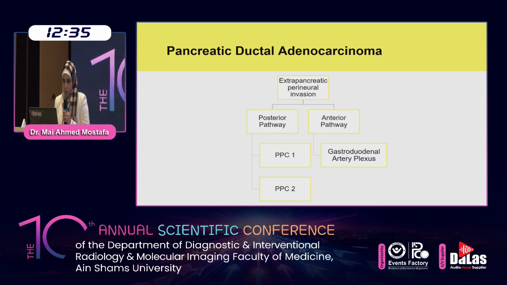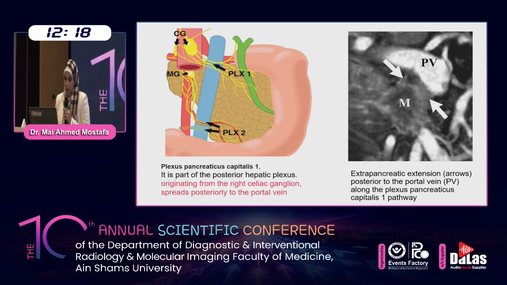Usually, perineural spread with pancreatic adenocarcinoma occurs in two pathways: either the posterior pathway, which includes the plexus pancreaticus capitalis pathway 1 or 2, or the anterior pathway, which is the gastroduodenal artery plexus. The plexus pancreaticus capitalis pathway 1 is a part of the hepatic plexus originating from the right celiac ganglia and extending toward the pancreas behind the splenic vein and portal vein.